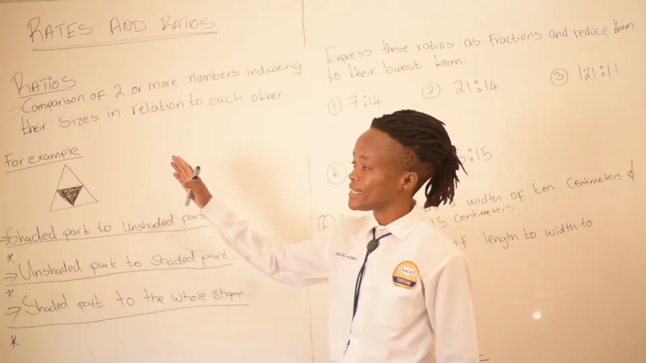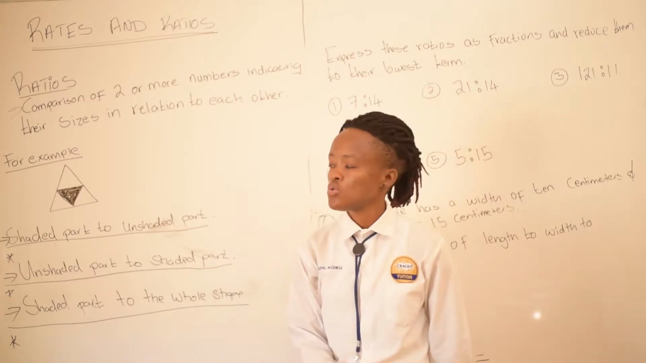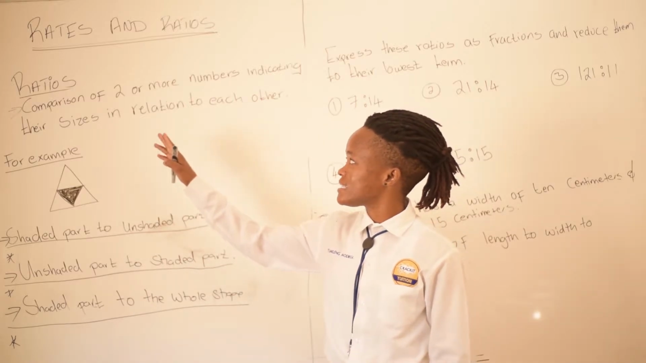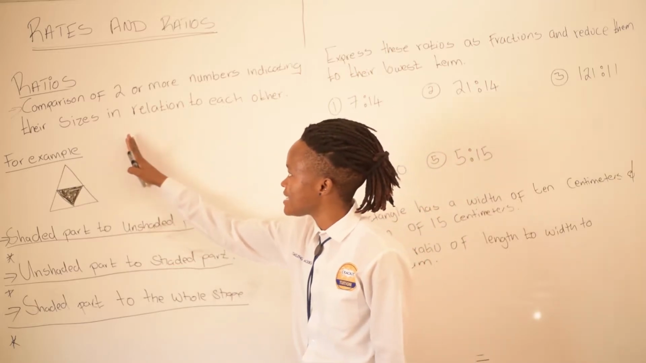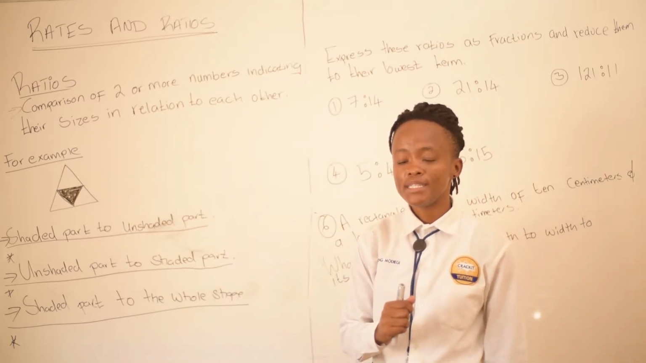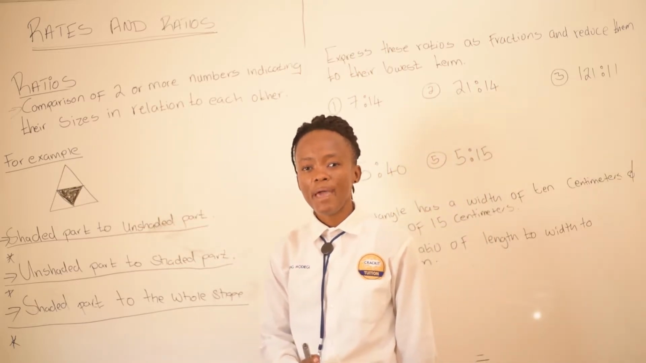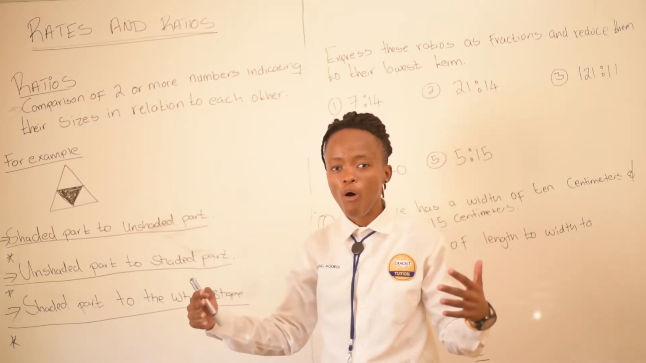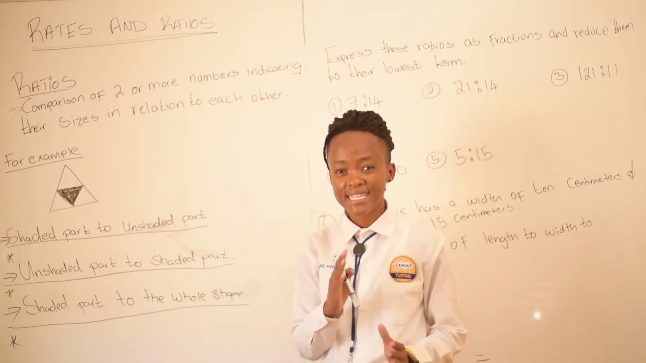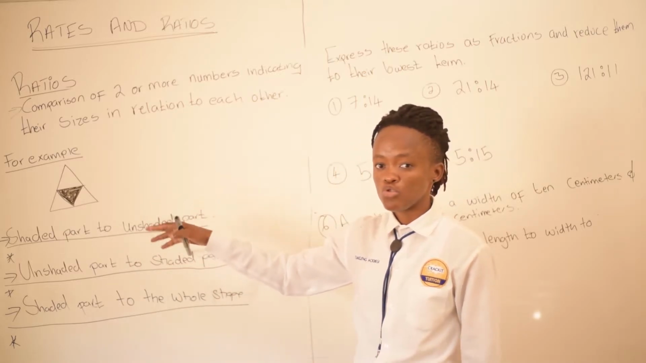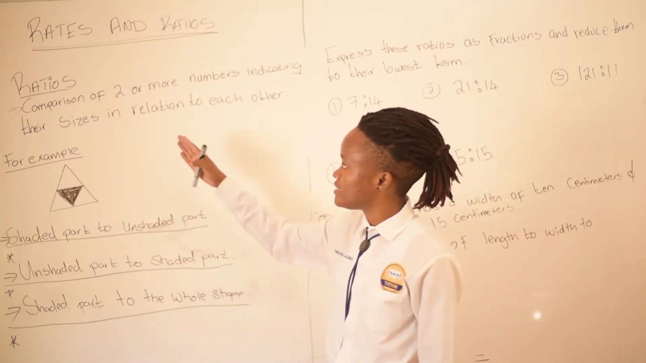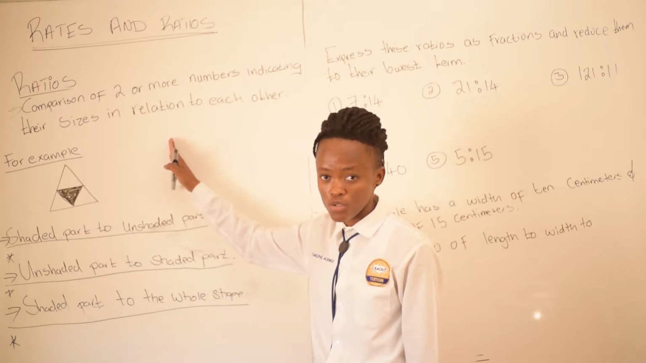So one may wonder, what is a ratio? A ratio is a comparison of two or more numbers indicating their size in relation to each other. So it means you compare what? Two or more numbers, looking at their size. So let's go on to my example to elaborate more on the definition of ratios.